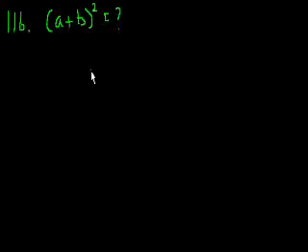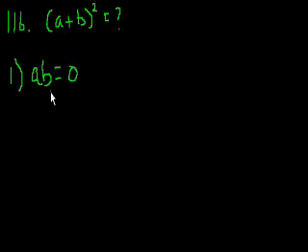We're on problem 116. What is the value of a plus b squared? Statement 1. Statement 1 tells us that a times b is equal to 0. That to me seems fairly useless. Let me see. What if we expand that out?